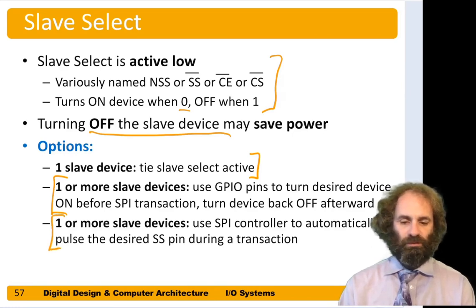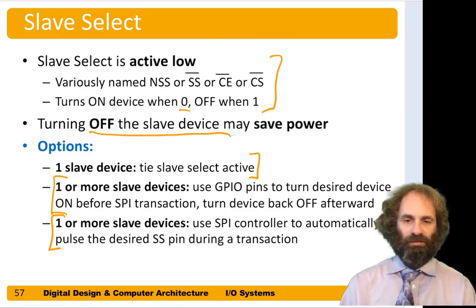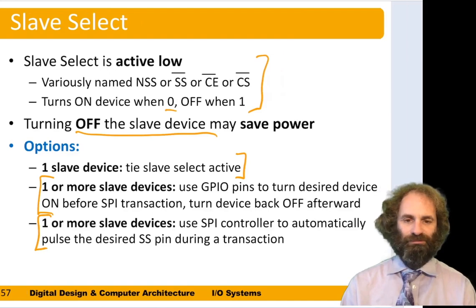Or when there's one or more devices, some SPI controllers have some options to automatically pulse the desired slave select signal during the transaction. So you program up the master to say which slave you want to talk to and it generates the pulses on the slave select pin for that slave.